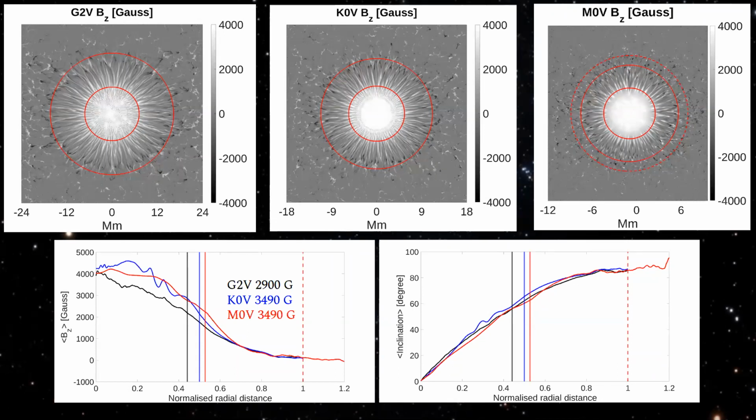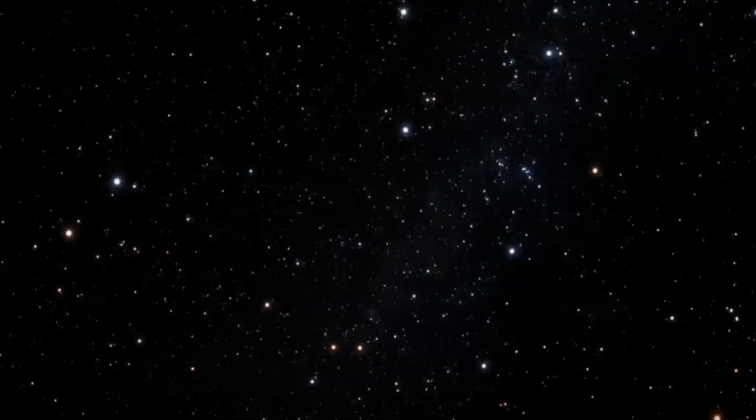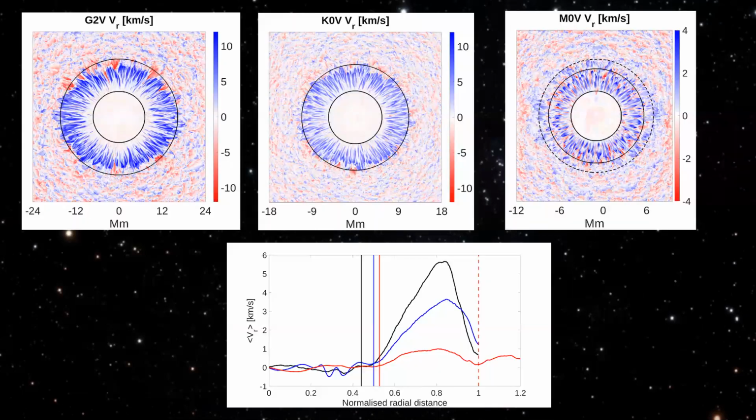But other than that, the BZ matches quite well with solar observations. So this is again the Evershed flow. By V radial, I mean radially outward. Blue means radially away, red means coming in. And again, we see all of the spots have Evershed flows.